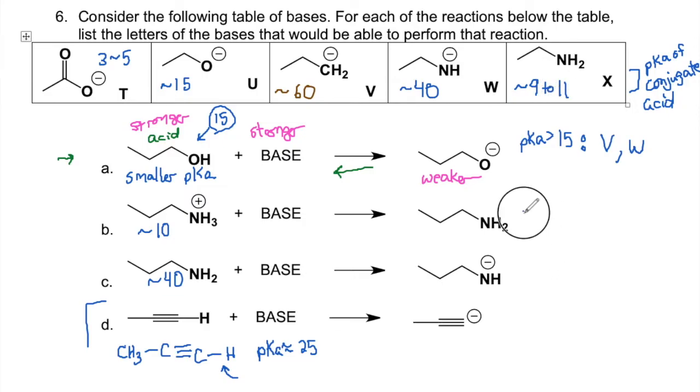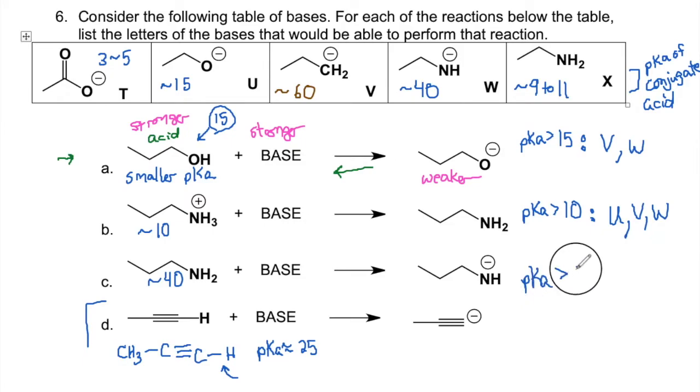So for this one over here, we would need a pKa of greater than 10. So compound U would work for this one because we have a pKa of 15 for compound U. V would also work, and W would also work. X would be kind of a toss-up. You'd get half and half mix, so that would not be a very efficient choice for that particular reaction. So I'm not going to put it in the list here.